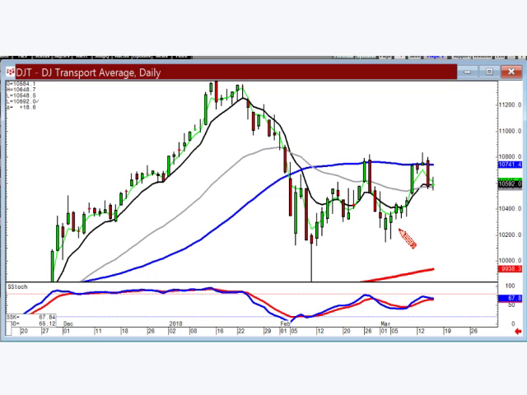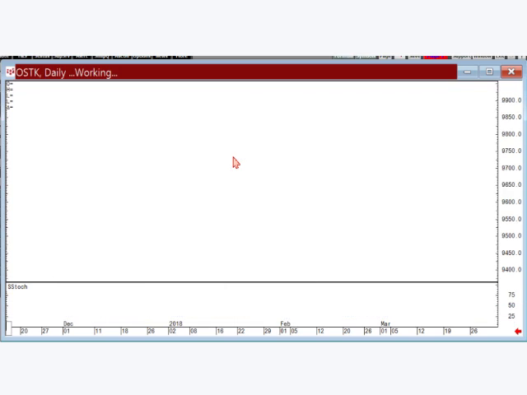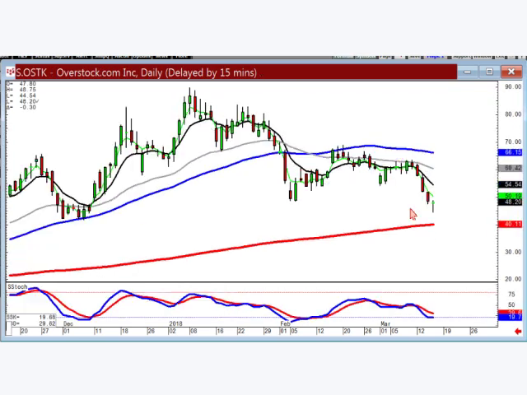Now, we had also been short in the options room in overstock. Because you could see the trend. You could see the support level. You could see the failure.